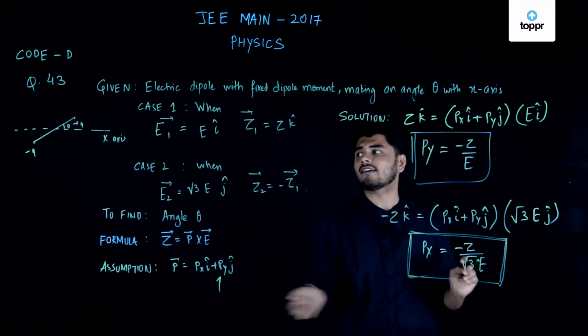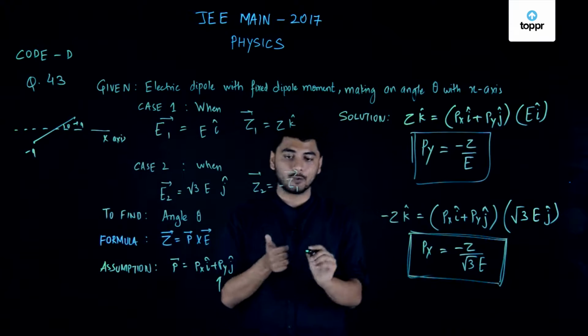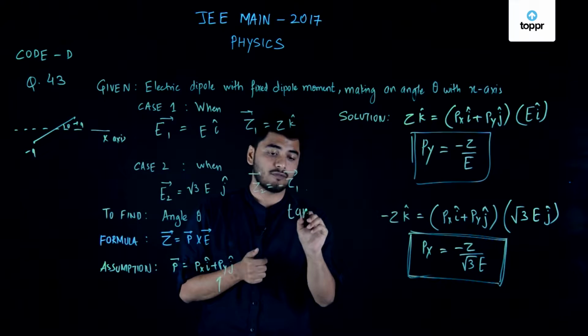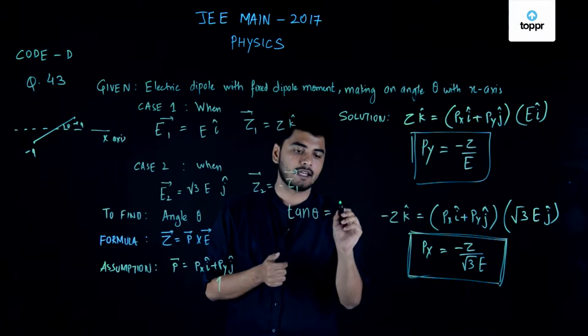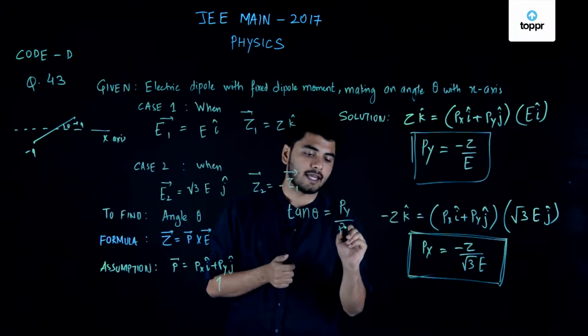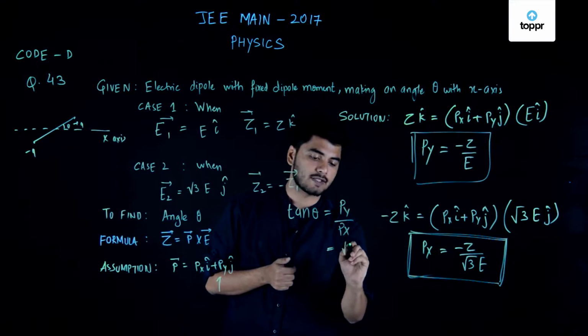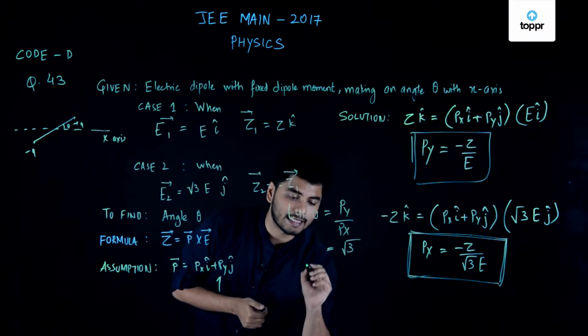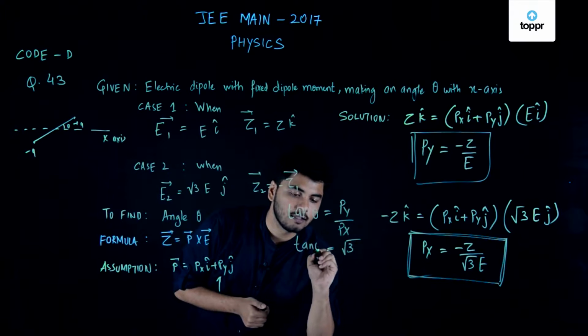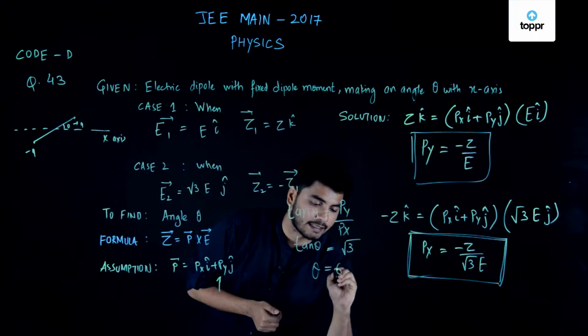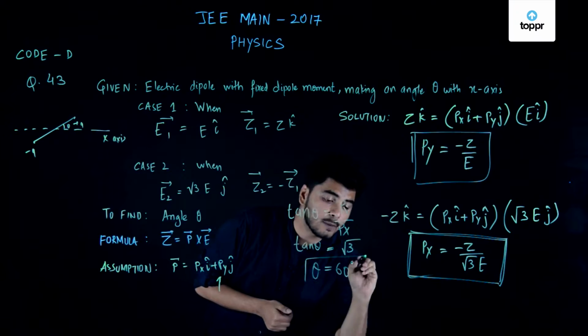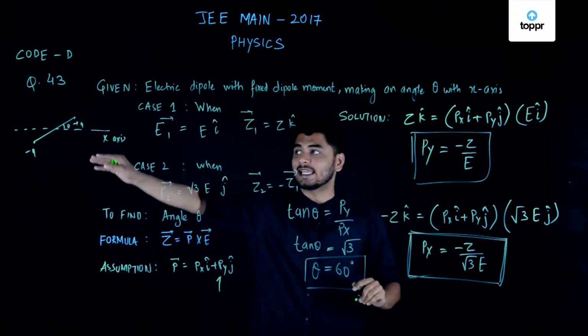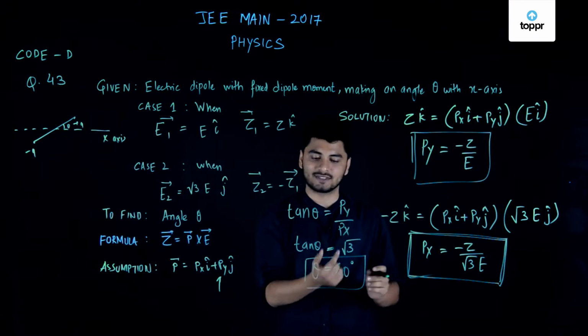Now in order to find the value of theta, I have to find the value of tan theta, which is Py by Px, which is equal to root 3, which is fairly simple, and hence I get my value of theta equal to 60 degrees. So the angle which the electric dipole makes with the x-axis is equal to 60 degrees.